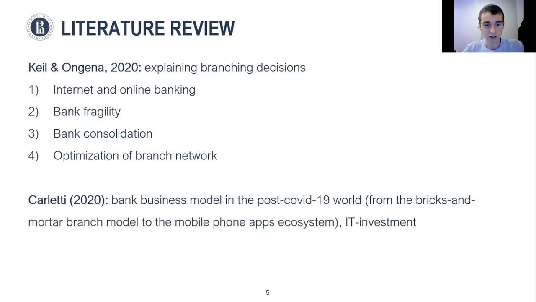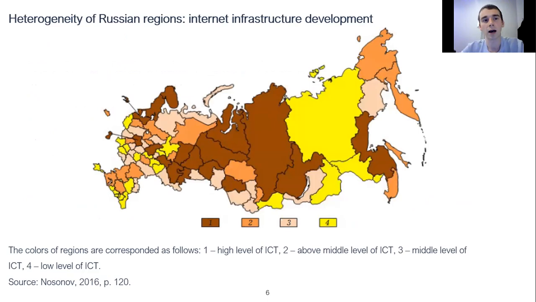So let's move on to the next slide. Here I try to explain the heterogeneity of Russian regions. My research is based on a sample of Russian regions, and we need to know that the Russian regions are not the same. They are heterogeneous. Now let's consider in what terms they are heterogeneous. First of all, it's of course internet infrastructure development. Here you can see the study of Nasonov. He constructed his own index representing ICT.